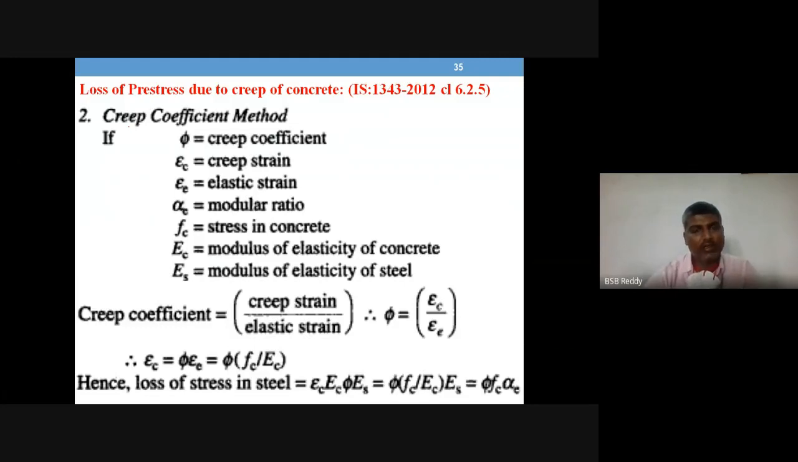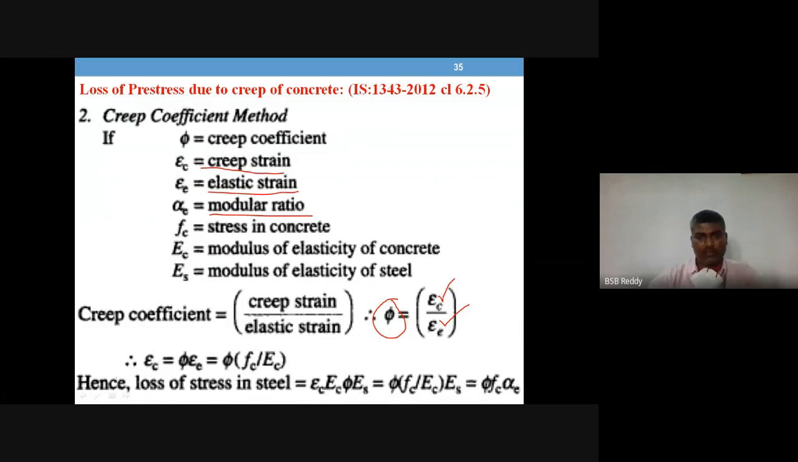The other one is the creep coefficient method. The creep coefficient method is with the use of the creep coefficient value, which is phi. So phi is defined as the ratio of creep strain to elastic strain. The creep strain means the value of strain at any point of time that you measure due to creep. Elastic strain is the one which you measure in the concrete at the transfer. When you transfer the stress immediately, what is the strain value? And alpha being the modular ratio. So the creep coefficient is defined as creep strain divided by elastic strain.